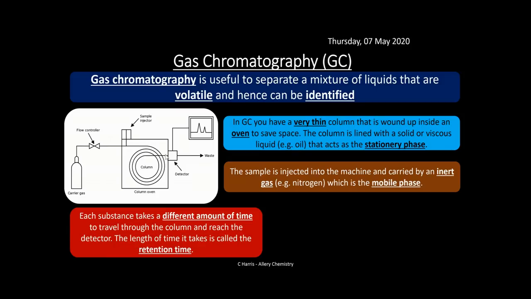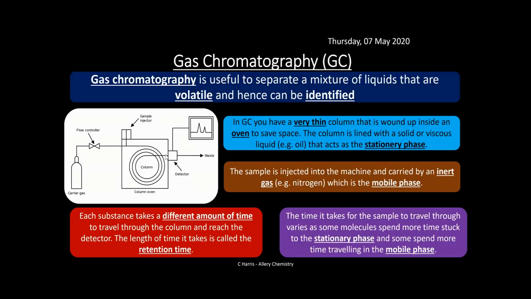Each substance takes a different amount of time to travel through the column and reach the detector. So the length of time it takes is called the retention time. So just like with the TLC system that you've all set up that you've seen before, there is a time difference: some chemicals spend more time in the stationary phase, some spend less time in the stationary phase and actually dissolve well in the mobile phase. And so basically it's like a race. We're putting all the chemicals in at once, but there's a mixture of chemicals in there. Some of them will take ages to get through that column, and some will get through pretty quickly. And we call that a retention time. So it's how long the chemicals have been retained in that column.